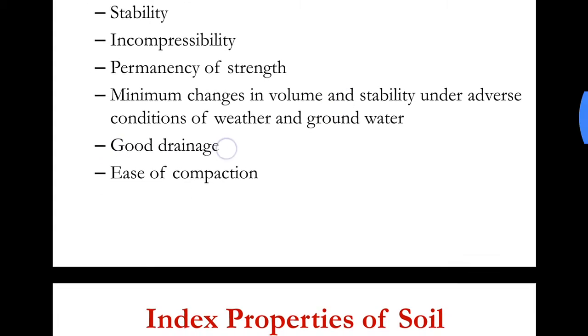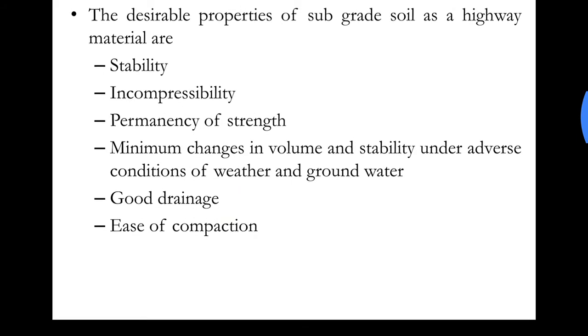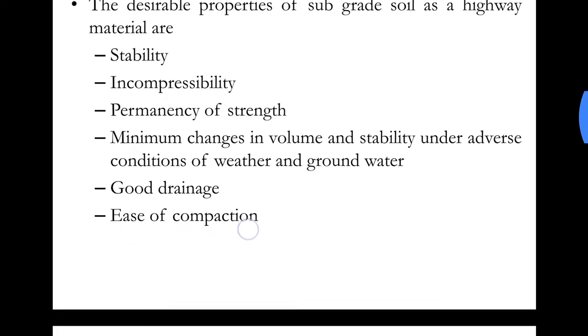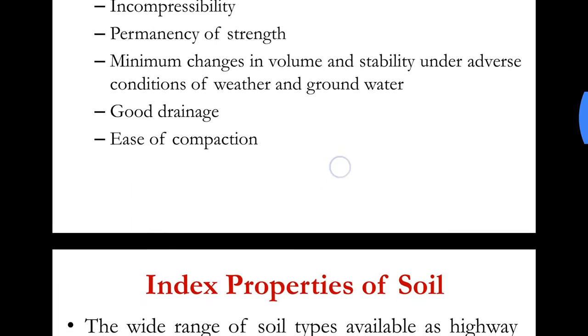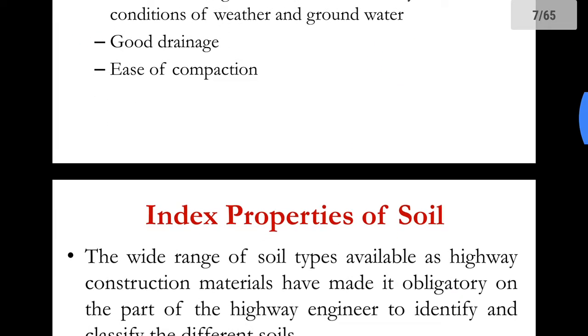Good drainage: the water should not accumulate in that soil. It should drain off the water as soon as possible. And ease of compaction: it should be possible to compact the soil easily. So these are a few desirable properties of soil.